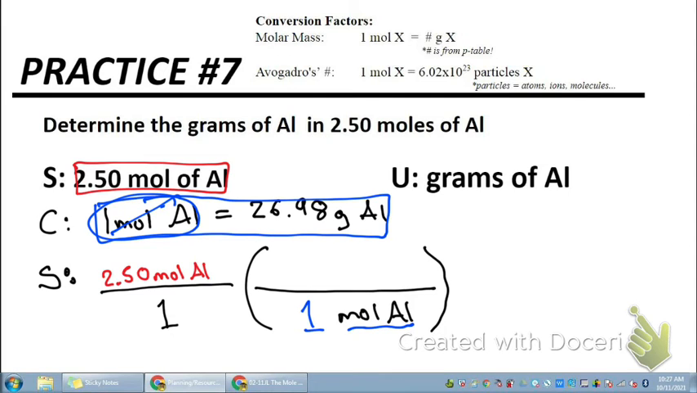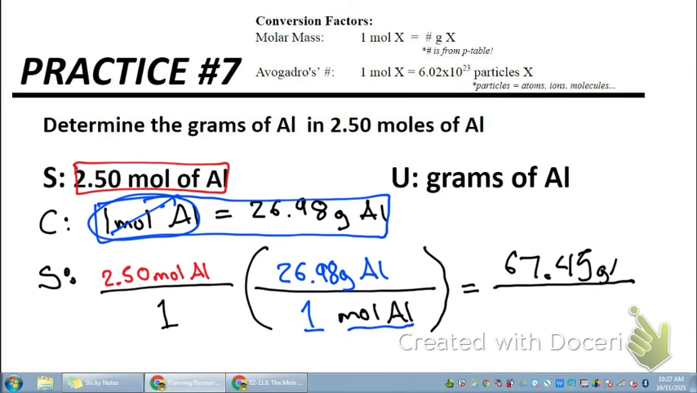And I know that this is right because moles of aluminum on top will cancel with moles of aluminum on the bottom. We do need to fill the top half though, so we're going to use the other half of our conversion factor, which is 26.98 grams of aluminum. You are then going to multiply your numerators together, multiply your denominators together, and then divide the top and bottom to get your final answer, which is 67.45, and that's going to be grams of aluminum.